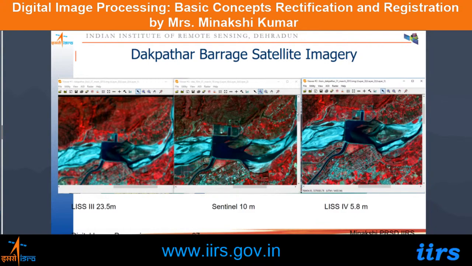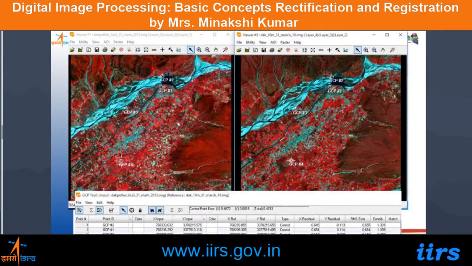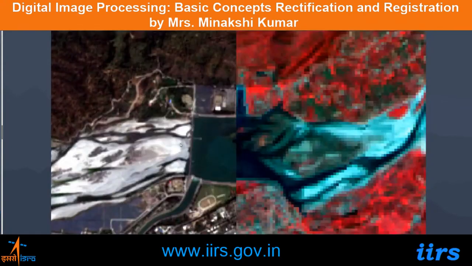Now once I do that, I find ground control points between the 2 images. And you see my RMS error here is only 0.47. If you look at the individual RMS, it is less than 1, and the average RMS error is less than 0.5. So this is acceptable. When I overlay, you can see the barrage of one image is overlaying the barrage of the other. Only the resolutions are different.